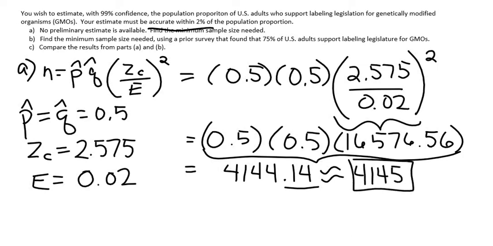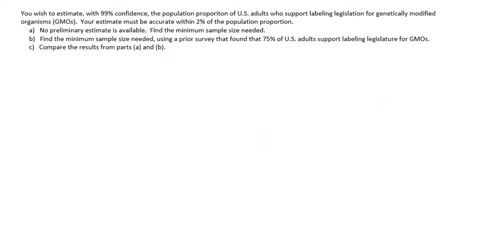So the minimum sample size for part A is going to be 4,145. Now let's look at part B. Find the minimum sample size needed using a prior survey that found that 75% of U.S. adults support labeling legislation for GMOs.